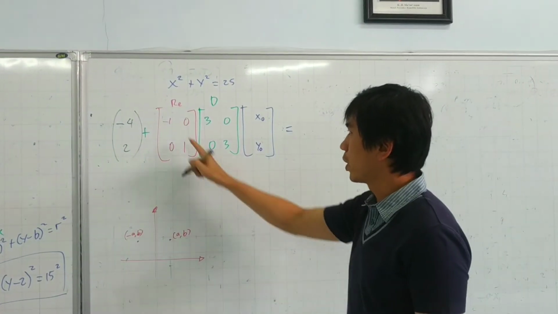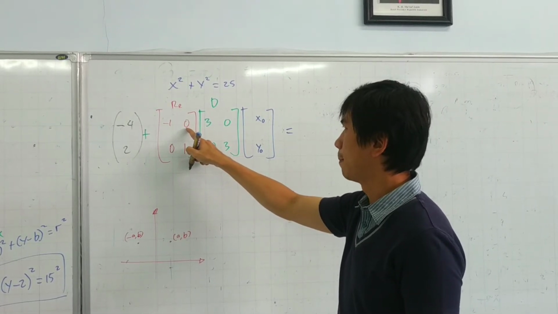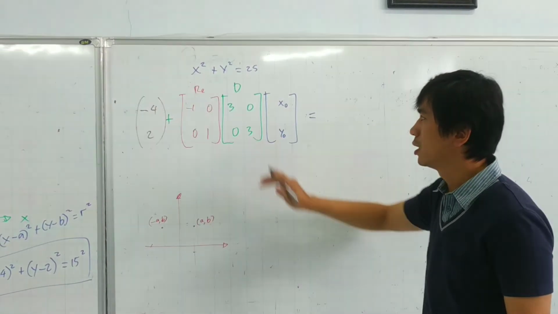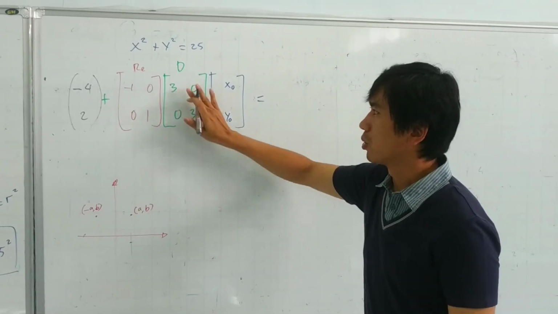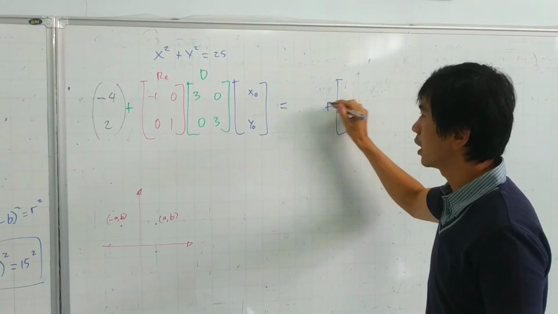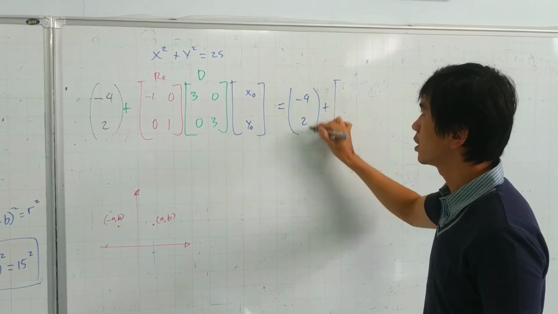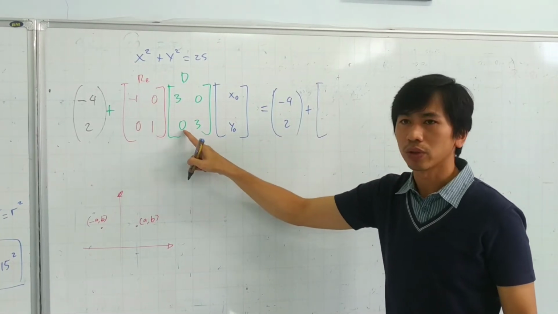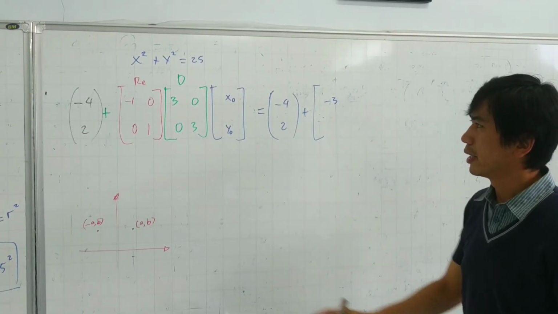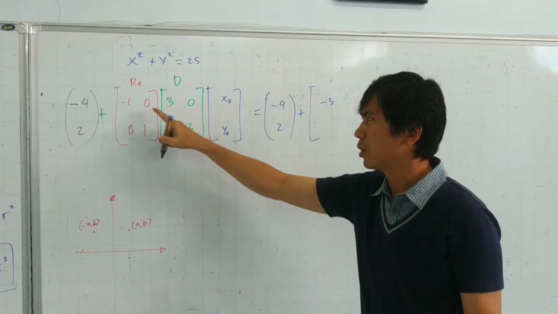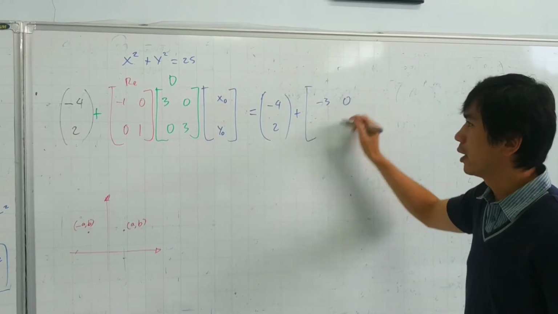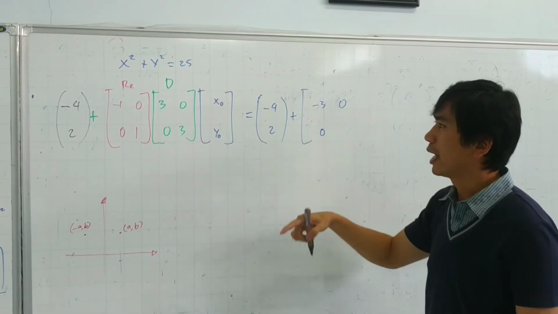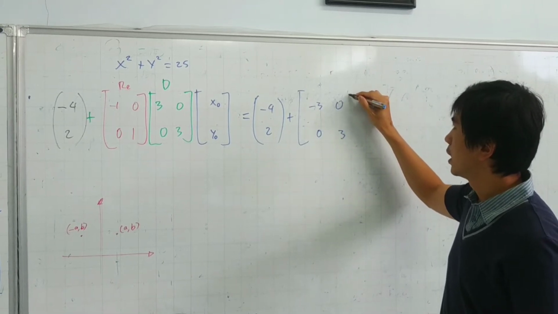First of all, we have the matrix multiplier for the reflections times the matrix multiplier for dilations. The row times the column. So we'll have over here, added again, this is negative 4, 2, write it again. And then this one will be negative 1 times 3, added with 0 times 0. Yeah, so you'll get negative 3. And then this is negative 1 times 0, which is 0, added with 0 times 3, which is 0. Okay? And then the same thing goes for this, 0 times 3, 1 times 0, this is 0. And then we have that this is 3.